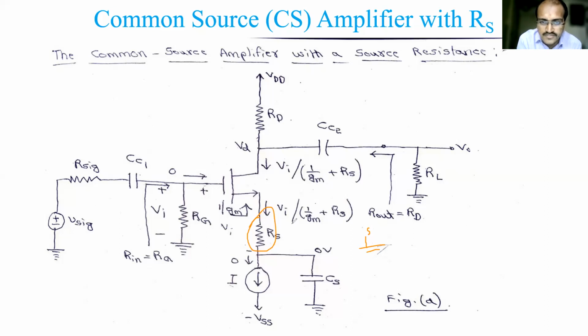Now, since we are including this RS, we will discuss the benefits and how we do the analysis. Although the bypass capacitor is a perfect short circuit, now there is a resistance added on the source side. This lower part is a perfect short circuit and plays no effect, but RS is still there. It should be included in the equivalent circuit for the analysis.